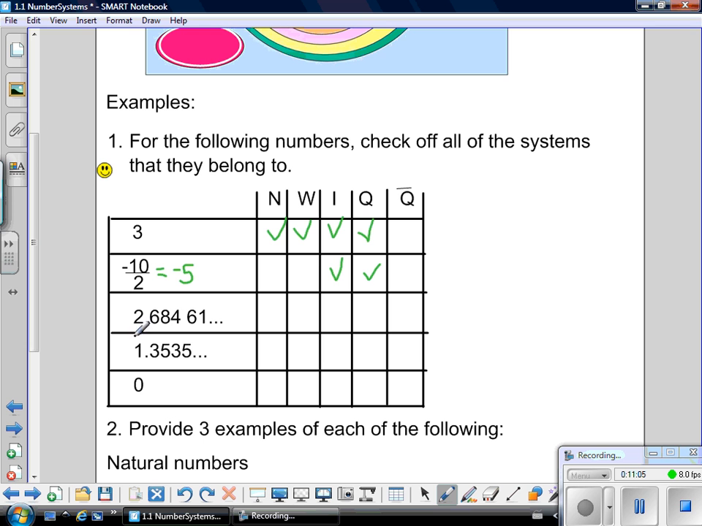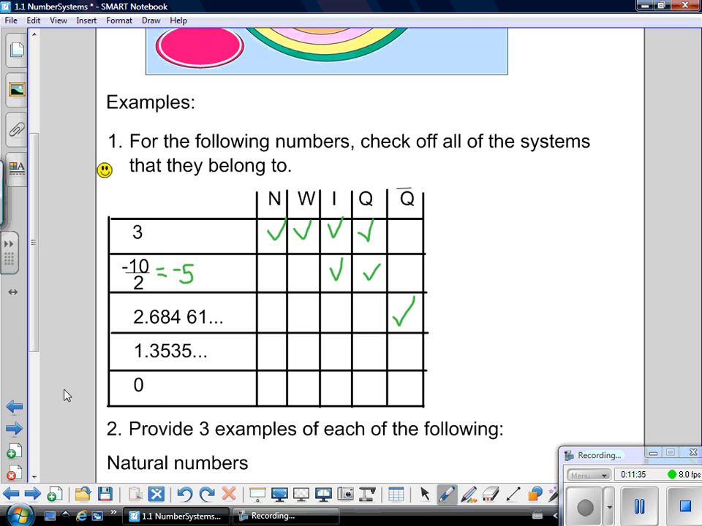Now let's take a look at the next number. It says 2.68461 and so on forever. So it's a decimal. Now some decimals are rational, some are irrational. Does this repeat? Well, there's a 6 and here's a 6, but this follows by an 8, this follows by a 1. So it is an irrational number. It's not terminating and it's not repeating.